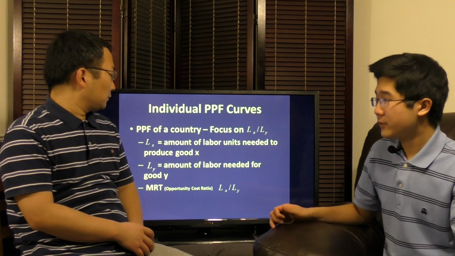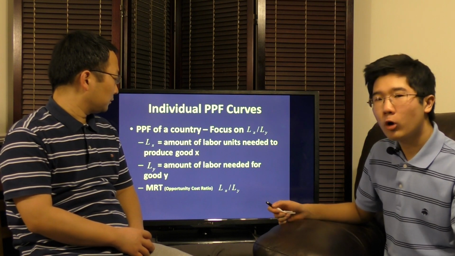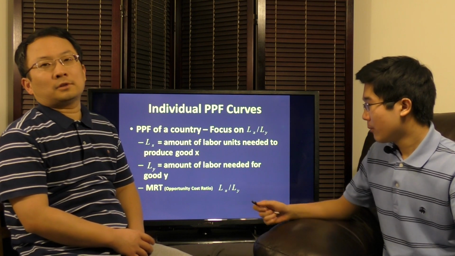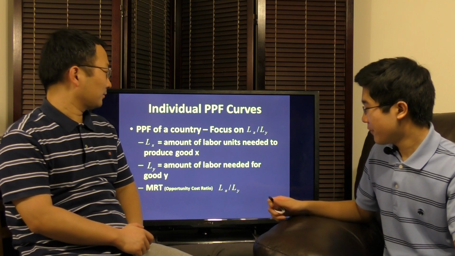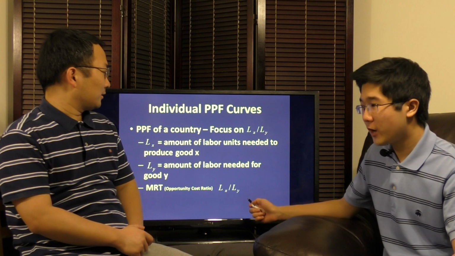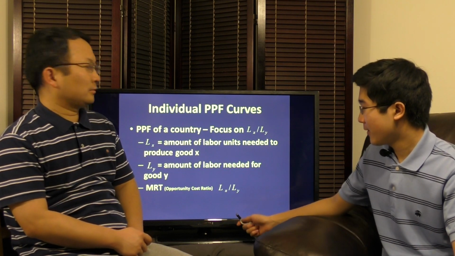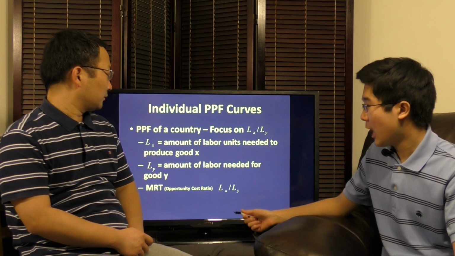With a combination of these two goods, we have the MRT, or marginal rate of transformation. Marginal rate of transformation is basically your opportunity cost. It's the relative price of LX compared to LY, the relative opportunity cost of how many units of X compared to how many units of Y you sacrifice.